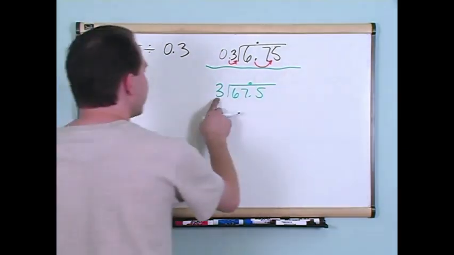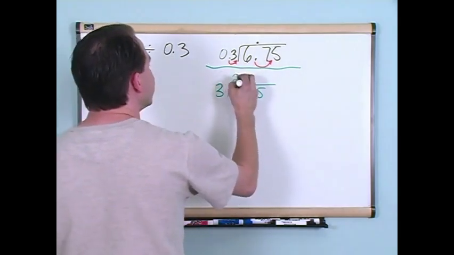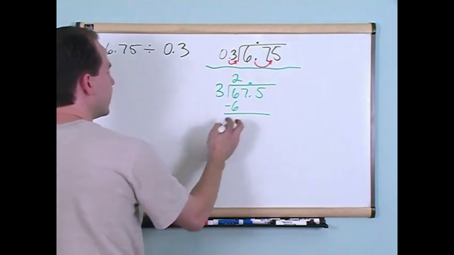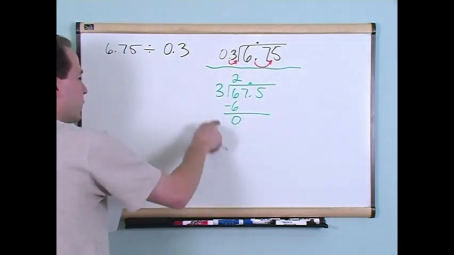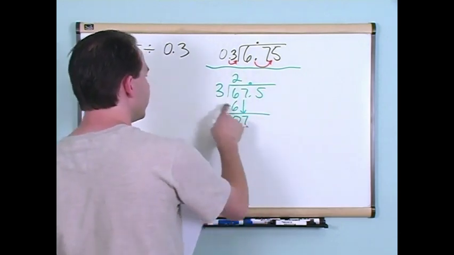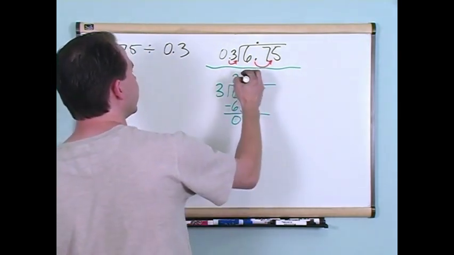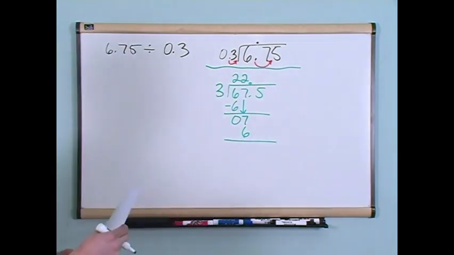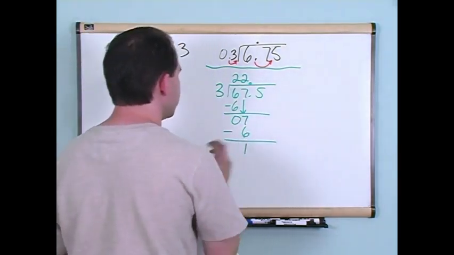Okay, how many times will 3 go into 6? It goes 2 times. 3 times 2 gives me 6, so I subtract. I'm going to get a 0. Can 3 go into 0? Well, no, it can't, so I drag my 7 down. Can 3 go into 7? Yes, it can, 2 times. 2 times 3 gives me 6. Okay? And again, I subtract and I get a 1.